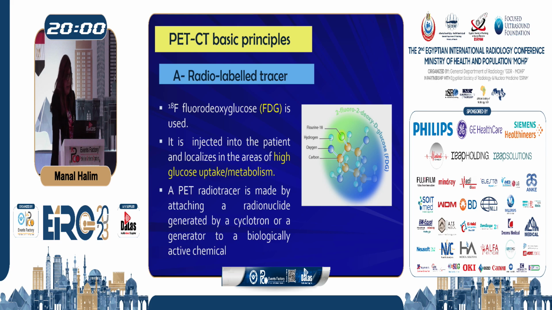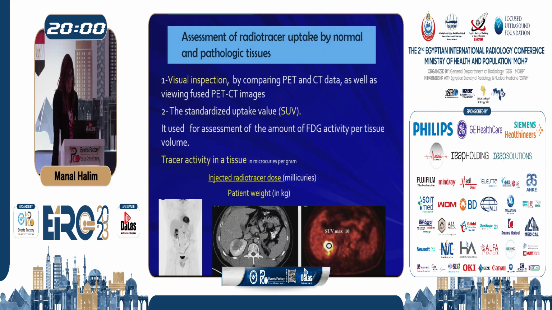The PET-CT needs a radiotracer, and the most common radiotracer is 18-fluorine fluorodeoxyglucose, which is injected into the patient and localizes the areas of high glucose uptake or metabolism. The assessment of the radiotracer is easy, first by visual inspection. This is the PET image, this is the CT image, and this is the fused image. So visual inspection lets us see the high uptake of the tracer.